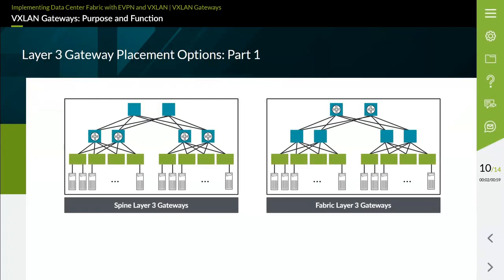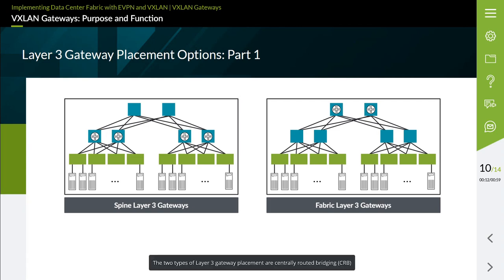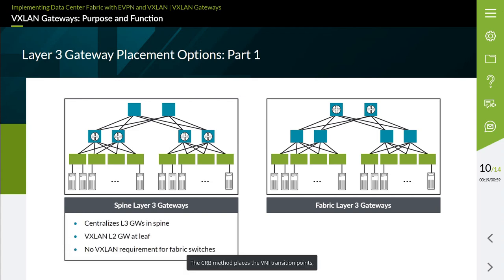The location of Layer 3 gateways can have an impact on traffic processing and state information. There are three common locations to place the Layer 3 gateways. The two types of Layer 3 gateway placement are centrally routed bridging, or CRB, and edge-routed bridging, or ERB, deployment methods. The CRB method places the VNI transition points, or Layer 3 gateways, on the spine devices. With CRB deployments, Layer 3 gateway functions are centralized, and the spine devices depicted in the first of the examples shown are required to support VXLAN Layer 3 gateway capabilities and are VTEPs within the VXLAN domain.